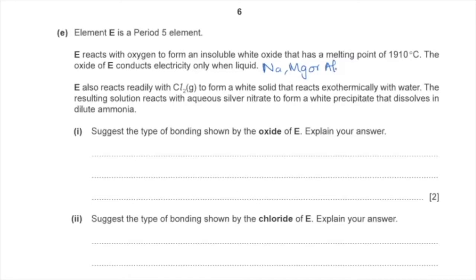So I can say that E's oxide has ionic bonding because ionic compounds conduct electricity when they are in molten state only, and that's because at that state they have ions that are free to move and conduct electricity, which the next part is asking us to mention. Suggest the type of bonding shown by the oxide of E. Explain your answer. So E has a metal oxide, thus it has ionic bonding.